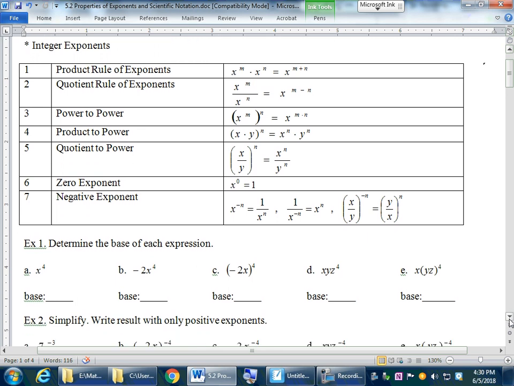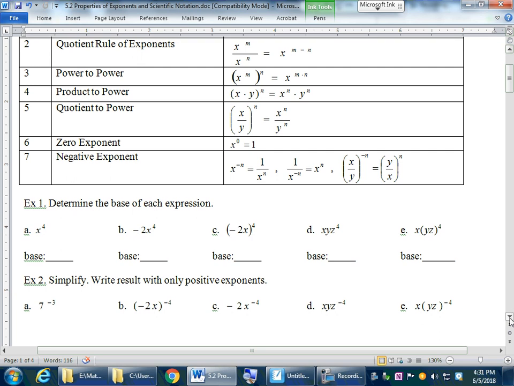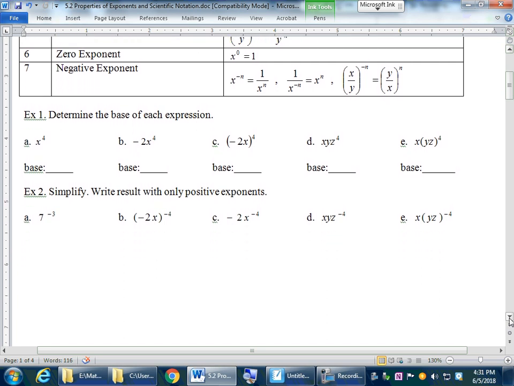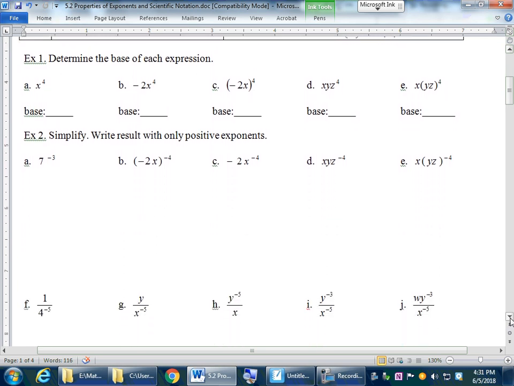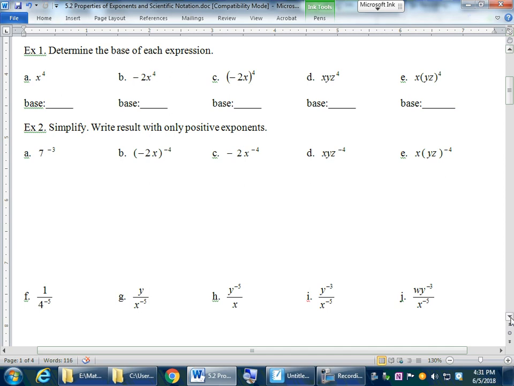So first thing, a lot of times we have difficulty on this type of problem because we cannot clearly distinguish what is our base of this exponential expression. So first up, my example 1 will be determining what the base is. For the first example, example A, x to the 4th power, the base is clearly x.